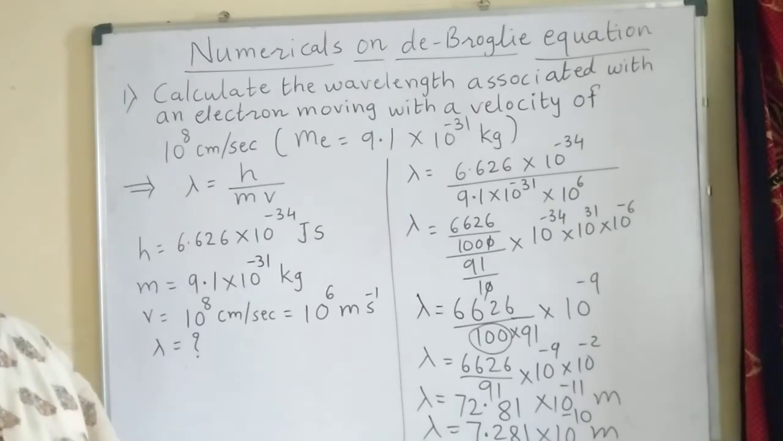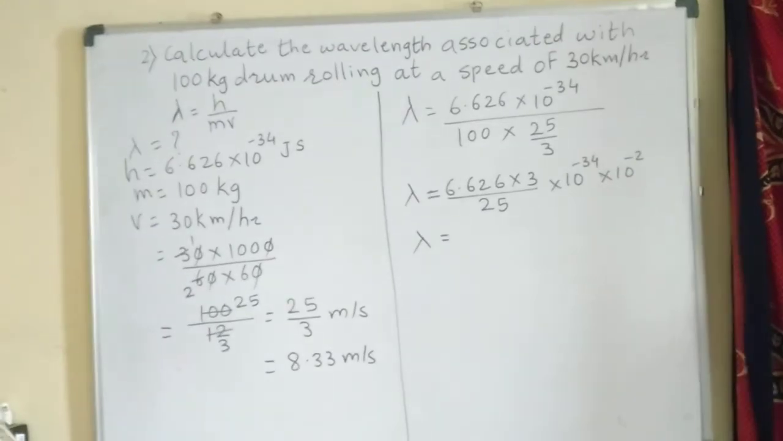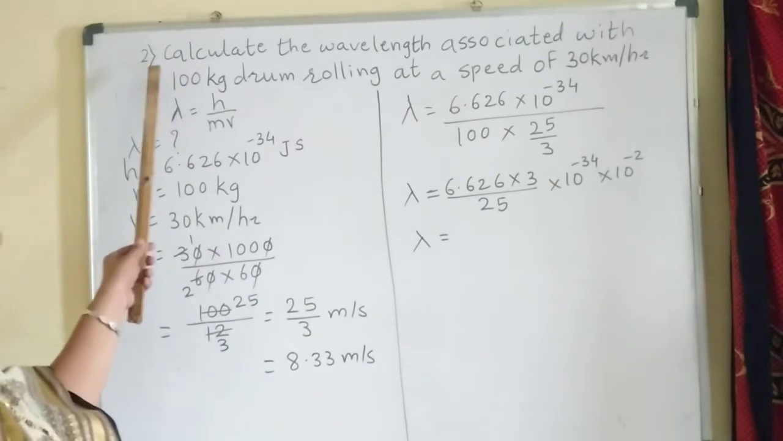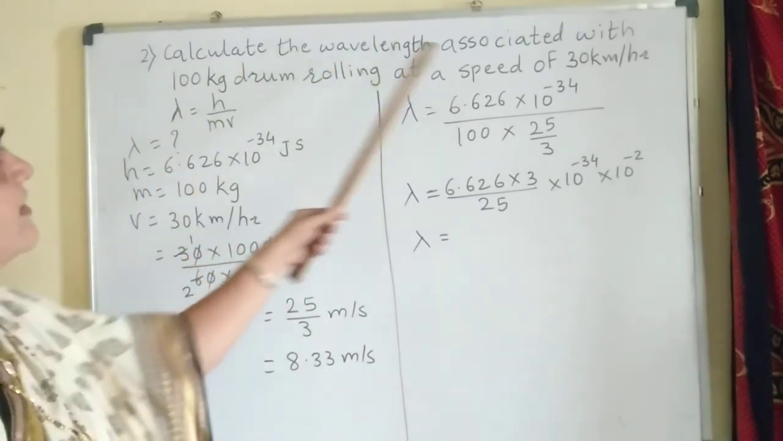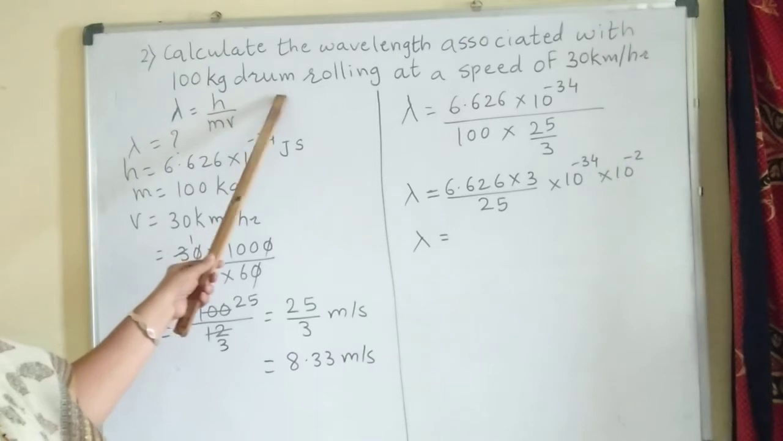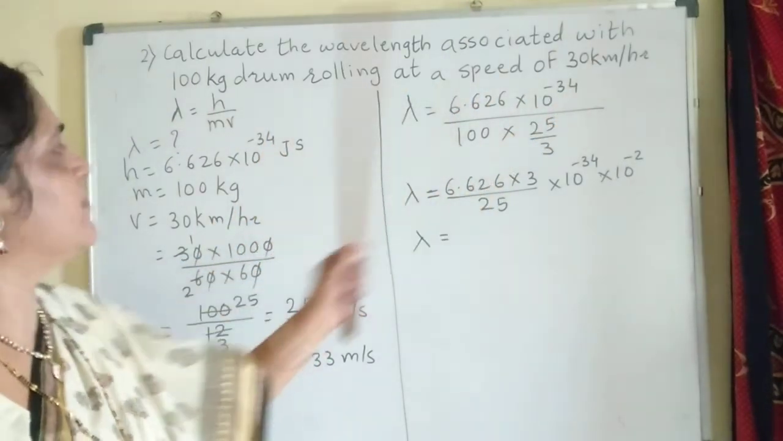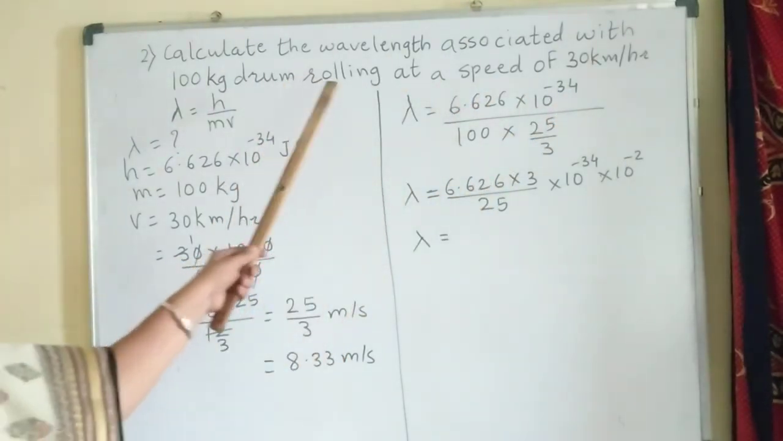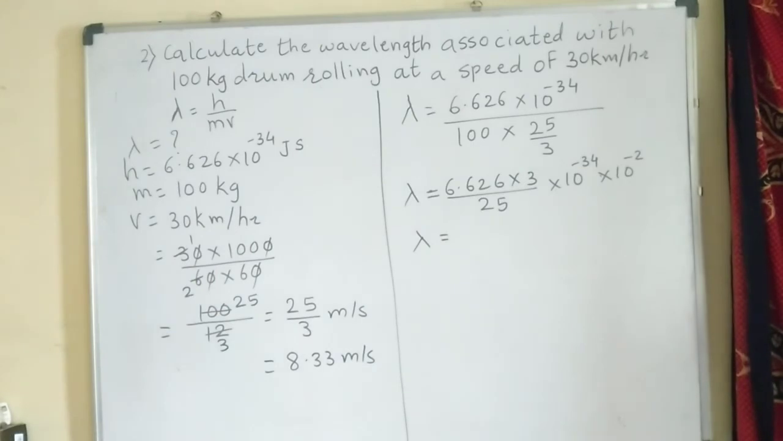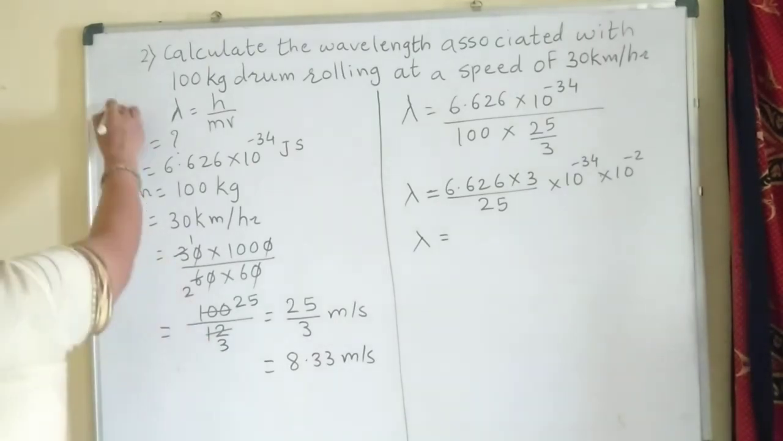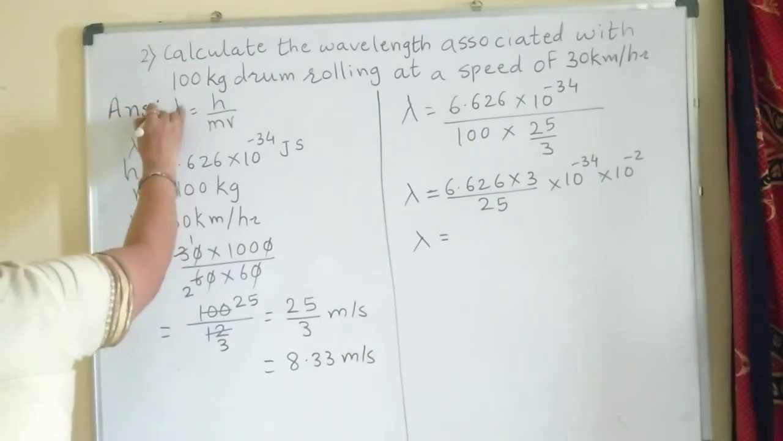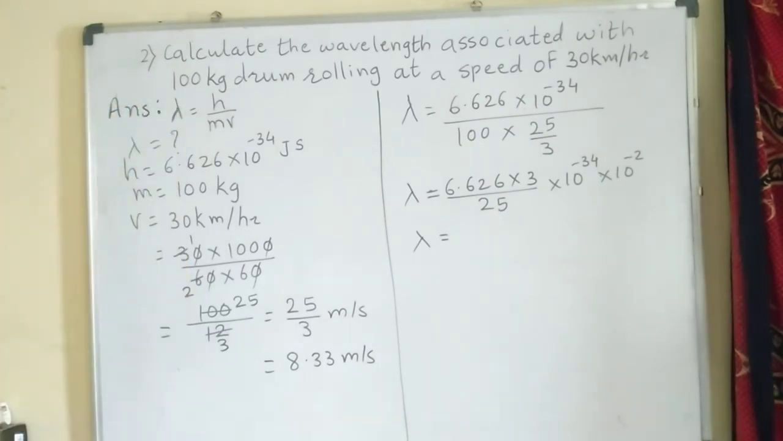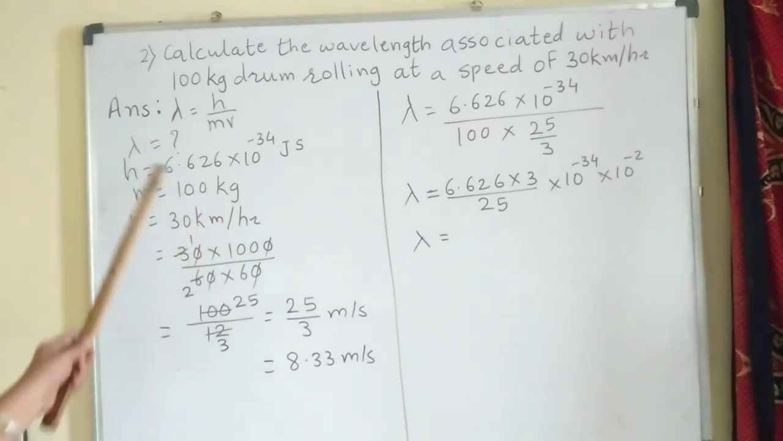We will consider now the second numerical. Now see students, the second numerical. Calculate the wavelength associated with a 100 kg drum rolling at a speed of 30 km per hour. Now we have to calculate the wavelength associated with the rolling drum. And for the answer, we are going to use again the de Broglie equation. So the de Broglie equation is, in the answer we are going to write, lambda is equal to h upon mv, right? So the lambda value we have to calculate.